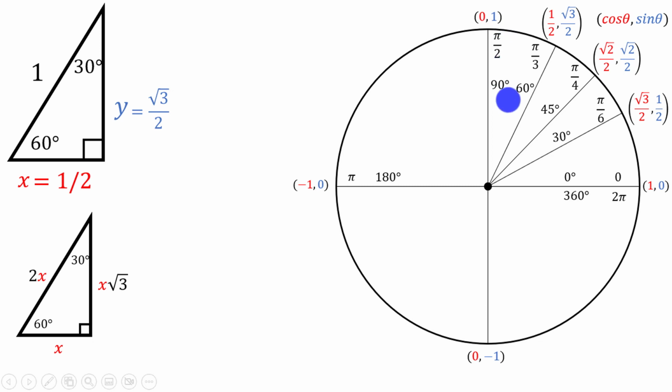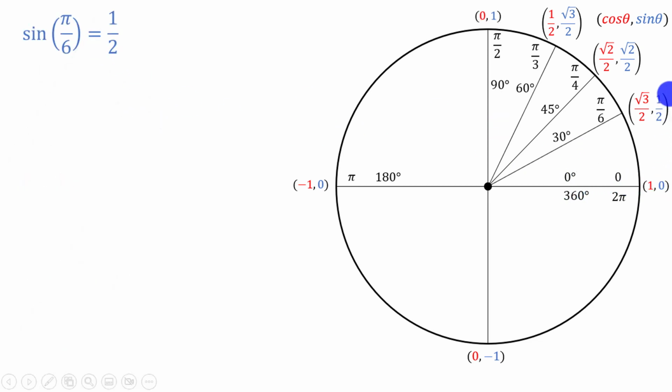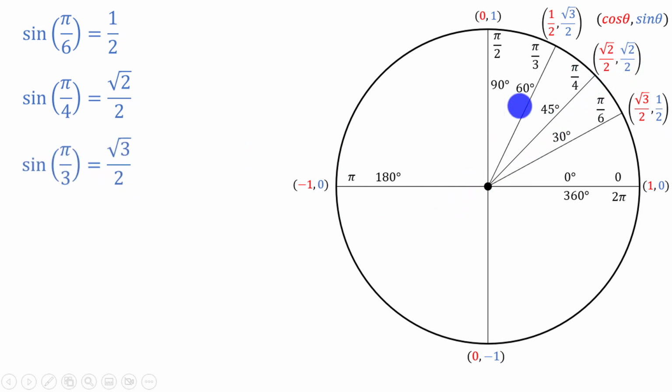Okay, and don't forget that these all relate to sine of theta. So sine of 0 degrees would just be 0, or sine of pi over 6 is going to be 1/2. Sine of pi over 4, that's this angle right here, is square root 2 over 2, and sine of pi over 3 is square root 3 over 2.